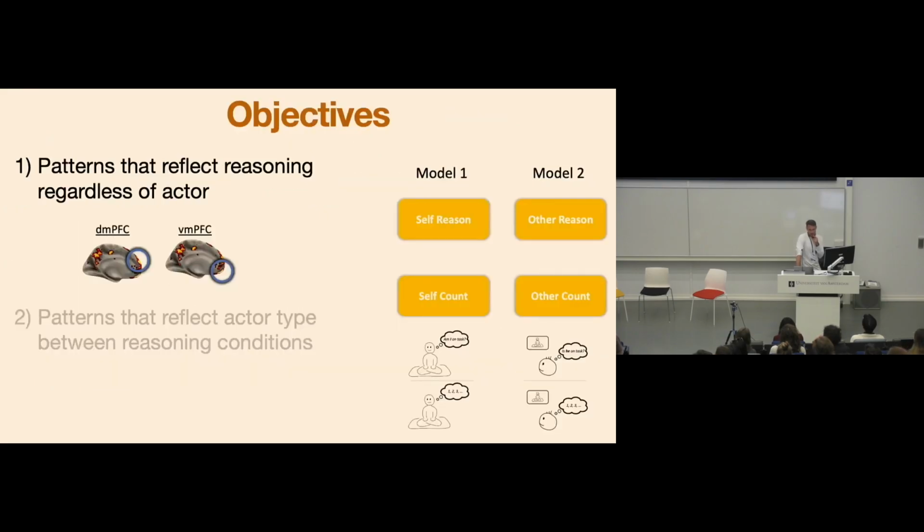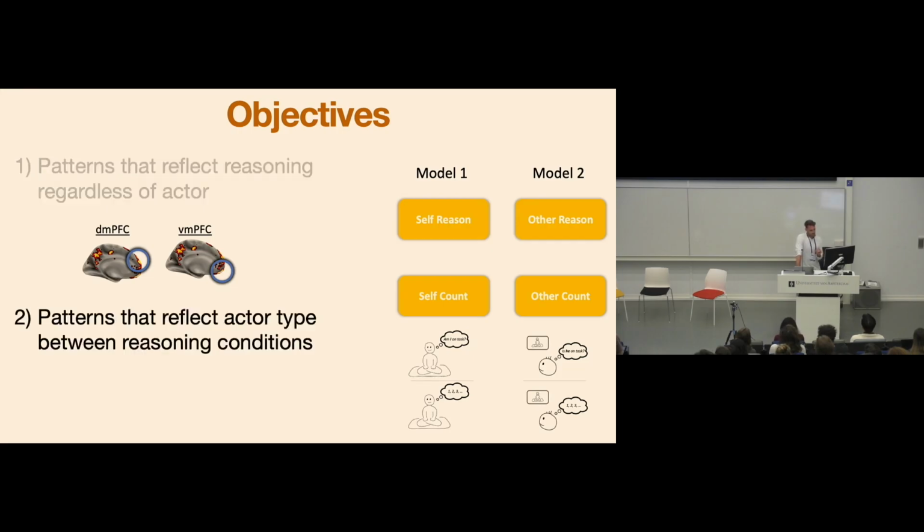Okay, so this result addresses our first question, showing that among others, patterns in the dorsal medial prefrontal cortex and VMPFC are most sensitive to reason compared to counting, irrespective of actor. And if there exists a general computation for social inference, well, maybe there also exists this functionality that attributes that inference to the correct actor.